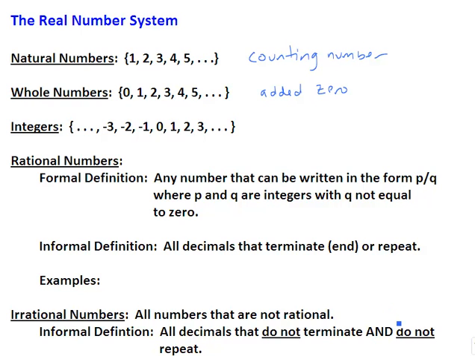The next largest set of numbers are the rational numbers. The rational numbers can be defined a couple of different ways, and the formal definition that I'm going to give you is that any rational number is a number that can be written in the form p over q, where p and q are integers, and we're also going to stipulate that q can't ever equal 0 because we never want to divide by 0. So basically a rational number is anything that can be written as a fraction.